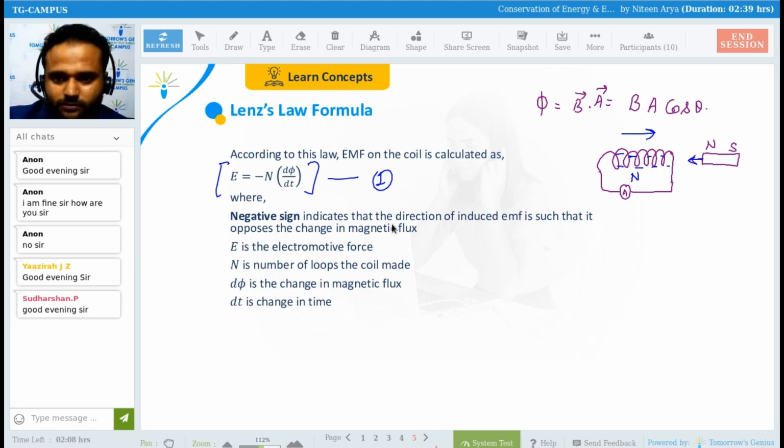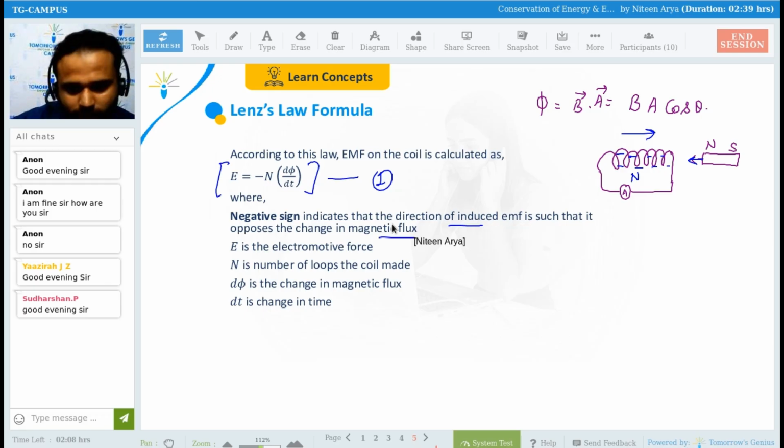Is this clear? According to Lenz's law, EMF is generated as E equals minus d phi by dt. This negative sign indicates that the direction of the induced EMF is such that it opposes the change of magnetic flux. Change of magnetic flux means, obviously, a continuous movement.